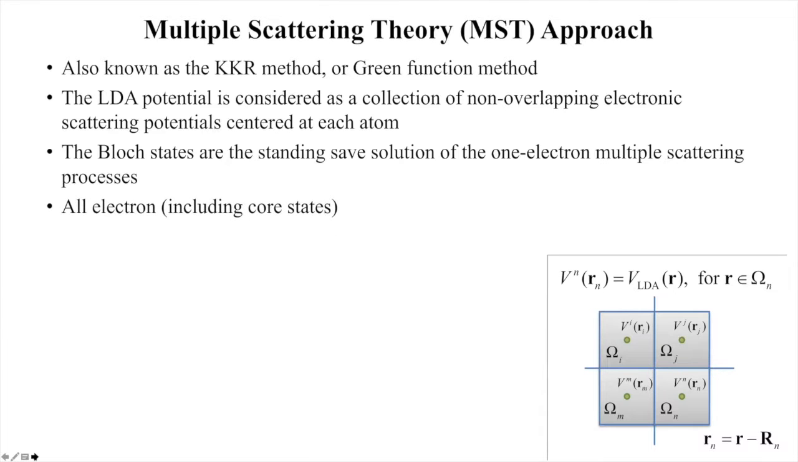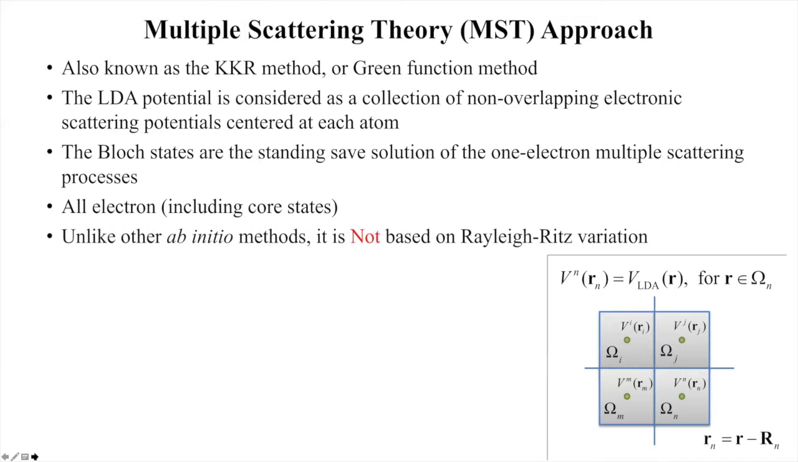So it's an all-electron problem. That is, we can solve this not only for the valence states but also the core states. Unlike other methods, it's not based on a variational principle. So we don't take any variation. The solution essentially is an exact solution.